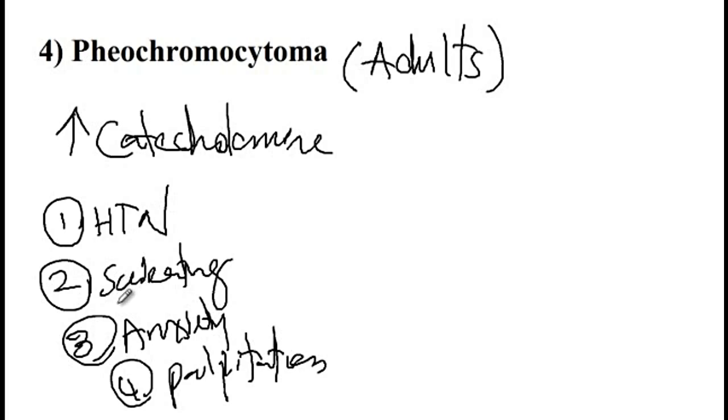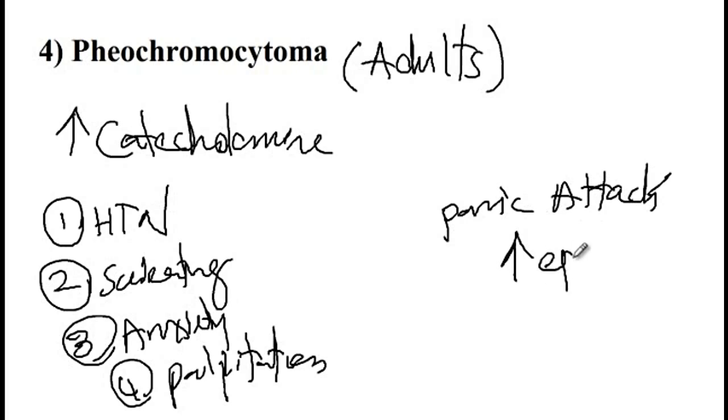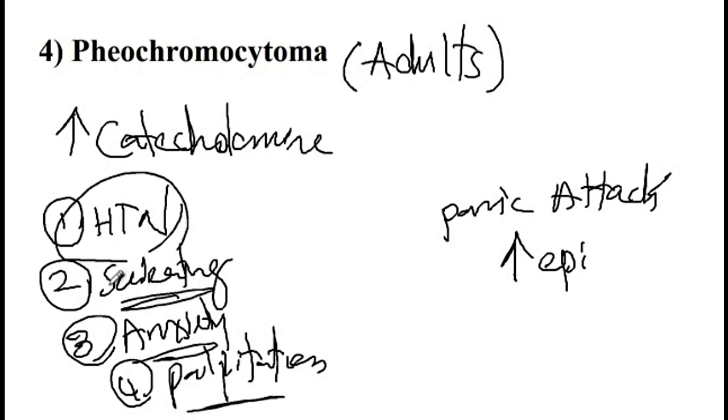So these symptoms, sweating, anxiety, palpitations, they remind me of the panic attack. So patients with panic attack are actually having increased levels of the epinephrine before the attacks. So patients with pheochromocytoma also have increased level of epinephrine. So it's not surprising that they would present with similar symptoms like sweating, anxiety, and palpitation, as well as hypertension.